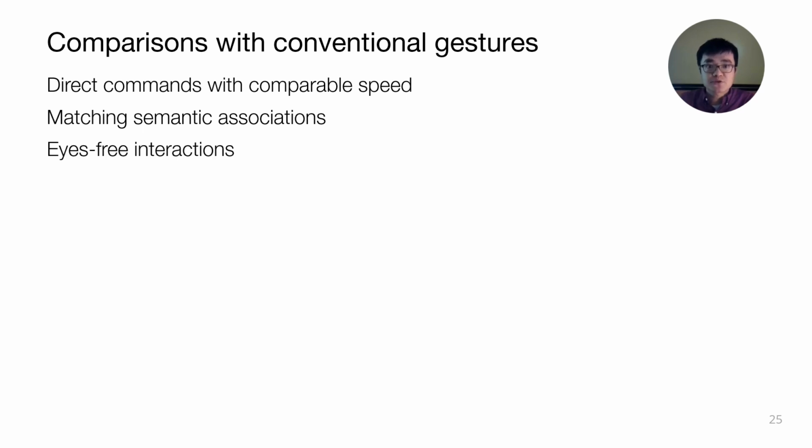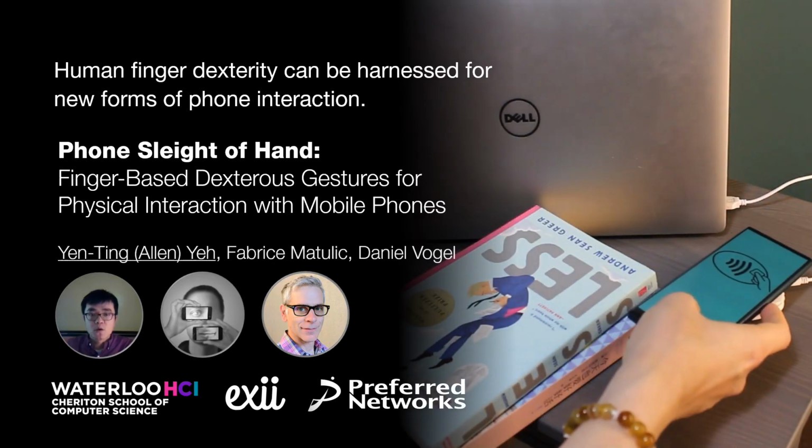Third, dexterous gestures can enable eyes-free interactions, which can be useful for blind users. In-hand manipulation requires no large movement of the hand or arm, so blind users may find it easy to perform. In conclusion, we find human finger dexterity can be harnessed for new phone interactions.